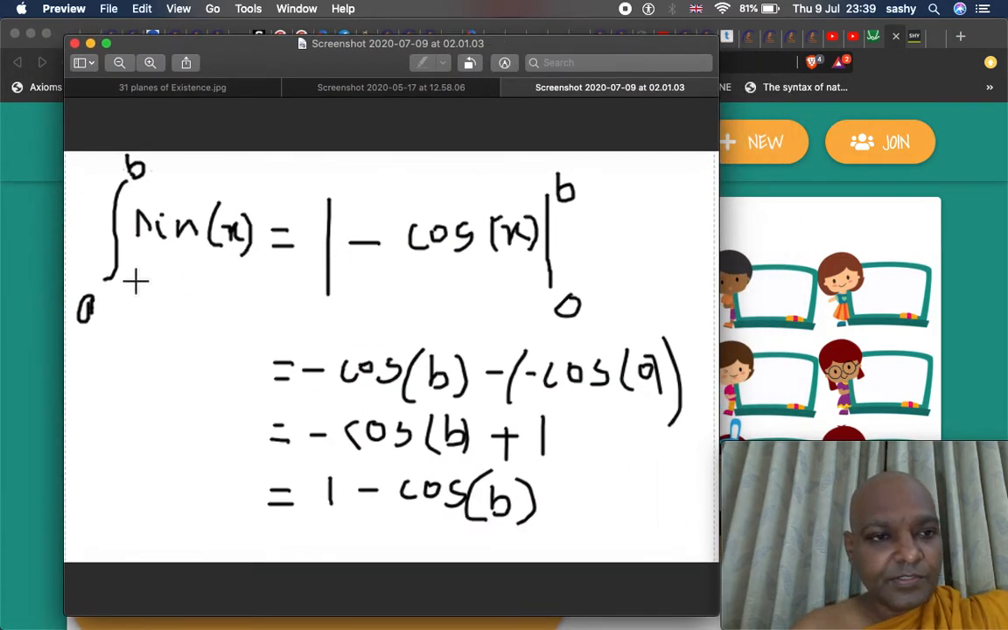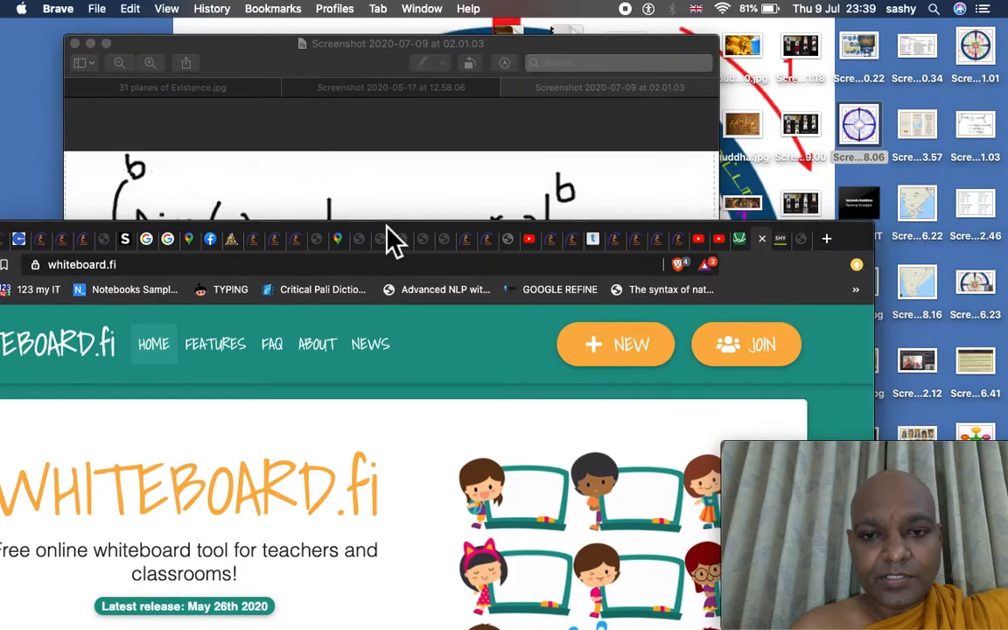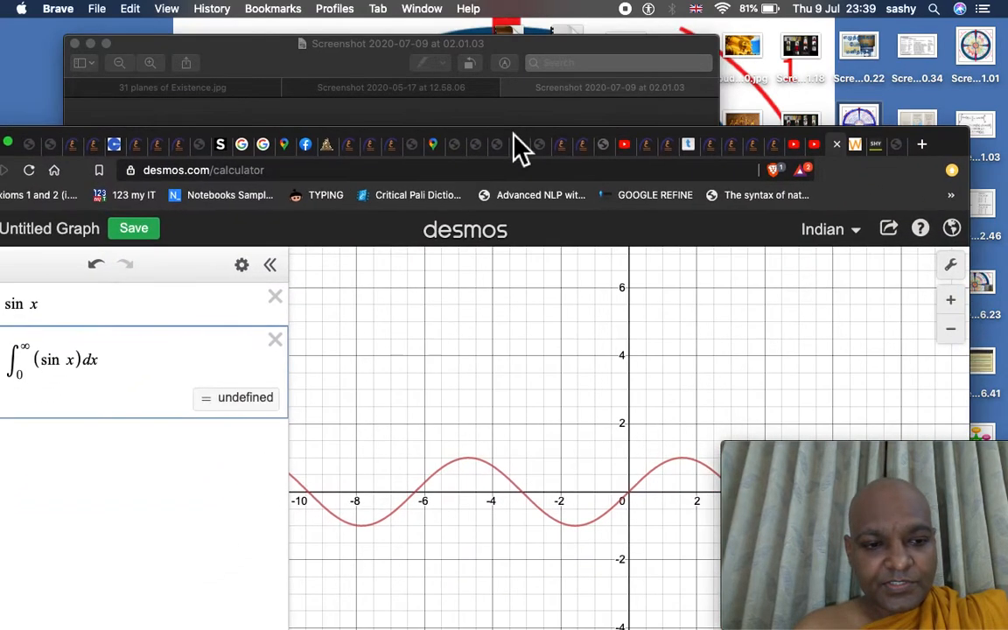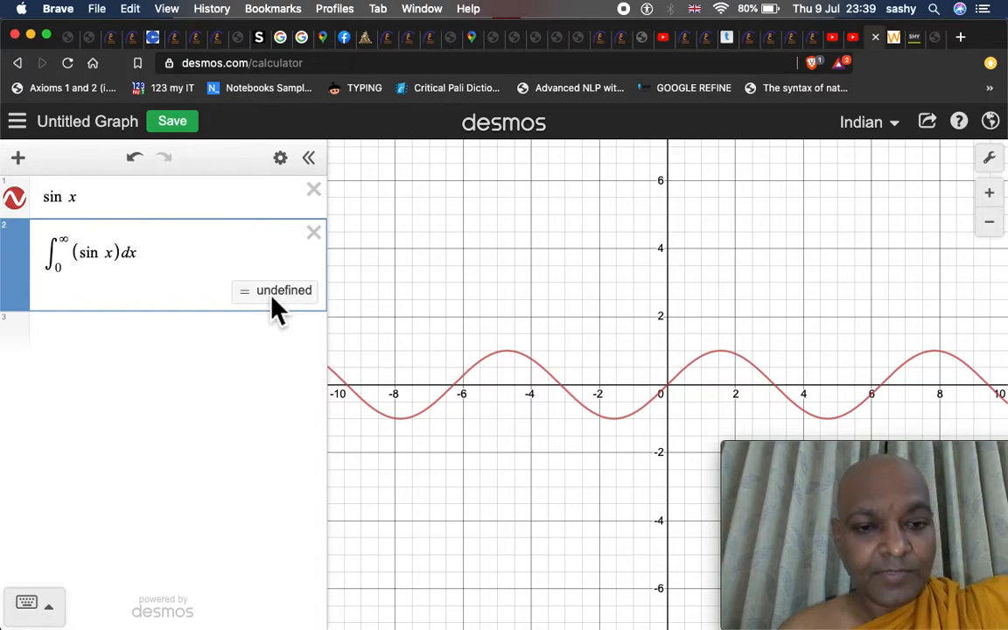As you can see here, what I've done is, from 0 to instead of b, we substitute infinity, which is 1 minus cos infinity, which is undefined. When we see the graph here, it's undefined. Undefined means it doesn't converge to give a value, a positive or a negative value or 0.